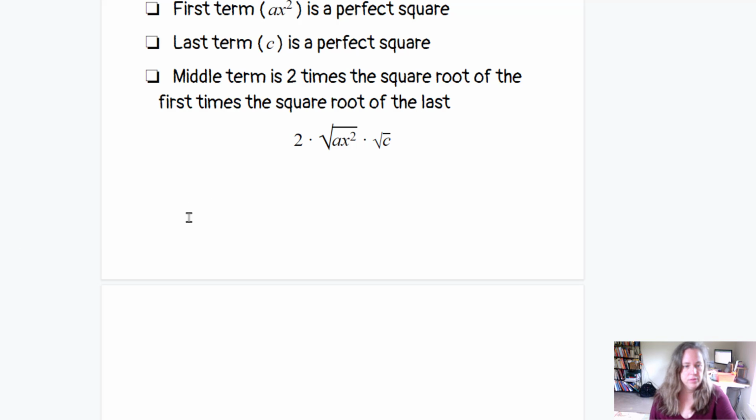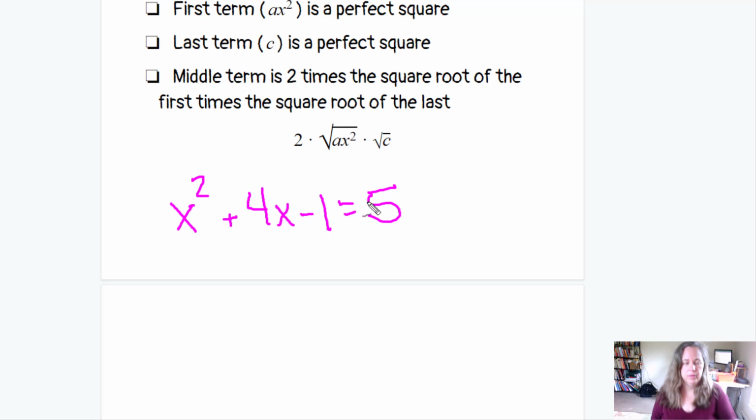So we have this equation that we are unable to solve as of yet. x squared plus 4x minus 1 equals 5. And we saw in the last video that we can't solve it by factoring. We can't solve it by square root. We can't solve it by perfect square because this isn't a perfect square.